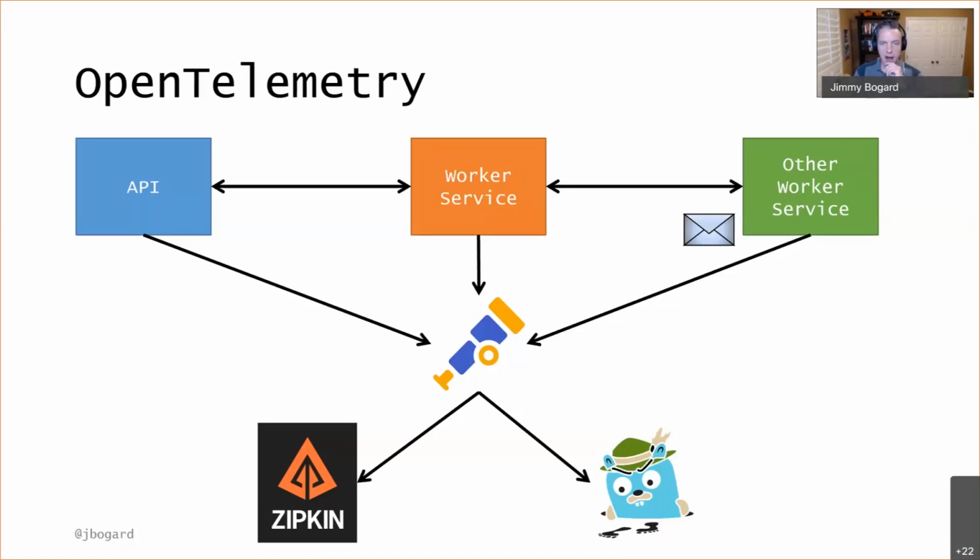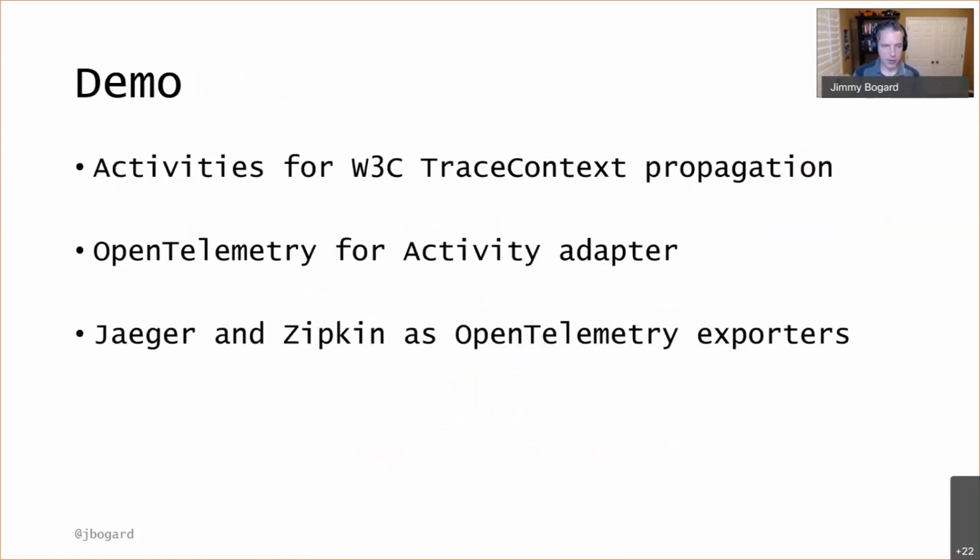So we'll be doing a demo in a couple of minutes here. We'll be showing the Activity API for W3C trace context propagation. We'll also be looking at how to include additional user or machine specific information to ensure that information finally shows up on the actual tracing information at the end. I'll be looking at the OpenTelemetry for Activity adapter. That is the piece from OpenTelemetry that plugs into what the Activity looks like.